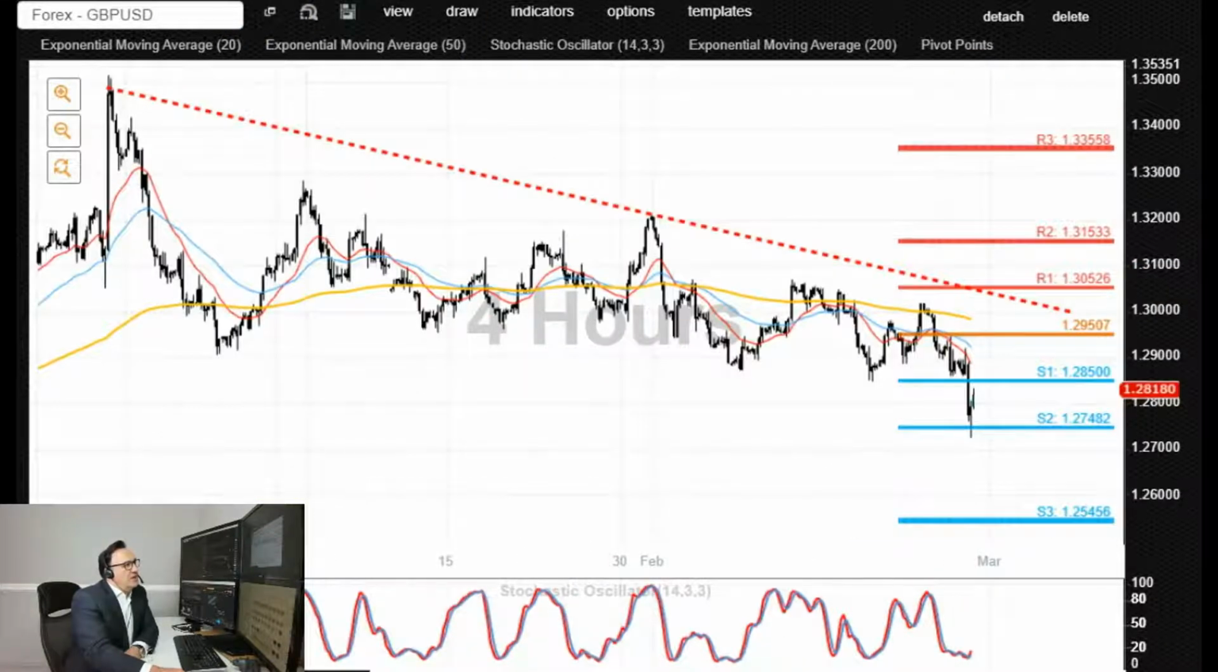Cable, sterling-dollar, is downtrending yet again in the 4-hourly time frame, creating a sequence of lower highs. The current price action is capped by a falling resistance trend line, and it's also trading below multiple moving averages. The key trading level going forward for cable is at 1.29, a cluster of these previous lows, therefore a horizontal level, and also a mixture of moving averages.